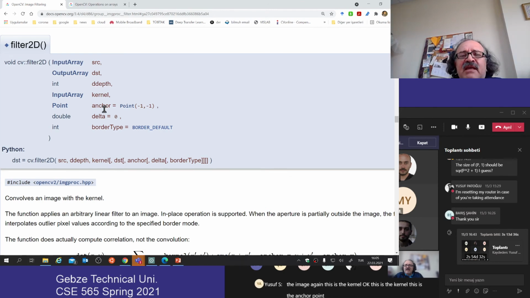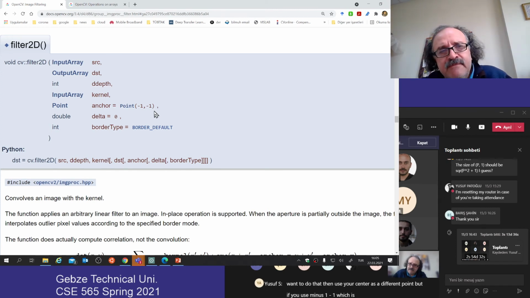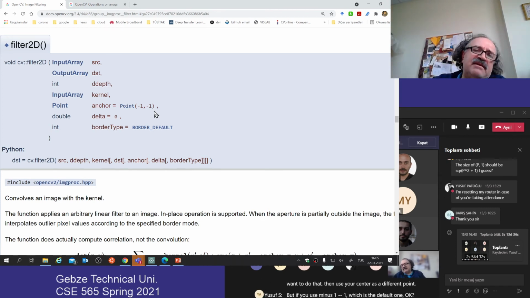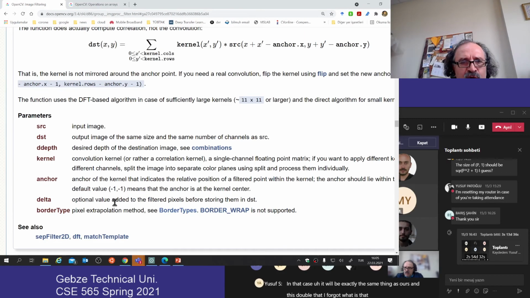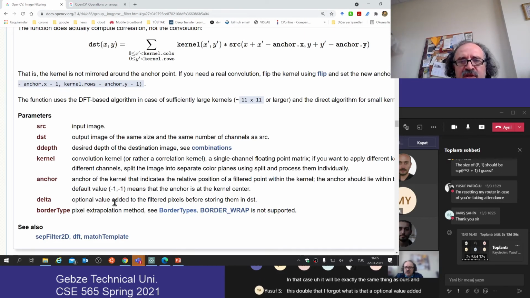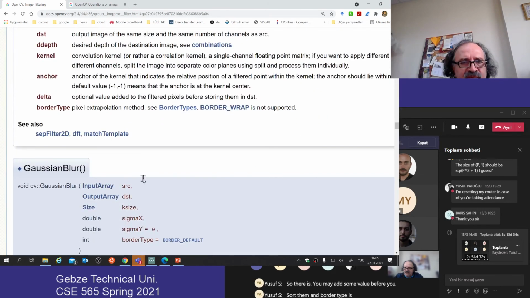Anchor point is, you may not want to center your window around each pixel. If you don't want to do that, then use a different point as your center. But if you use -1, -1, which is the default one, in that case it will be exactly the same thing as ours. And this double delta, I forgot what is delta. Optional value added to the filtered pixels before storing them on the disk. So you may add some value before you store them, and border type is specified as before.